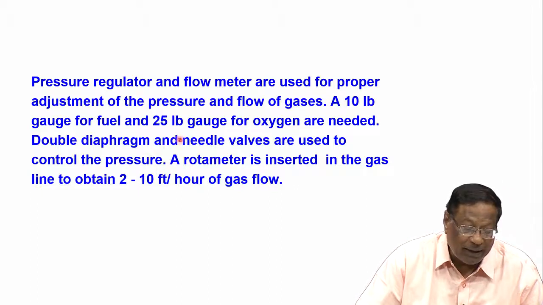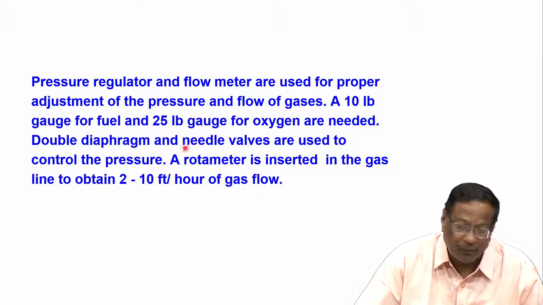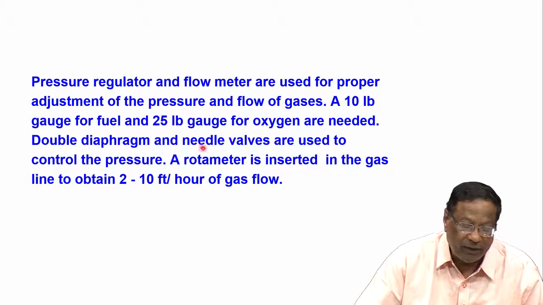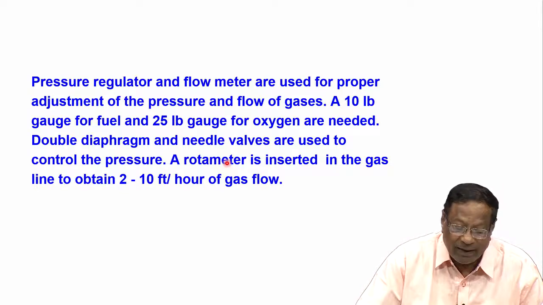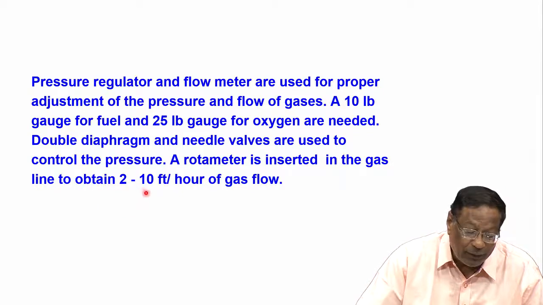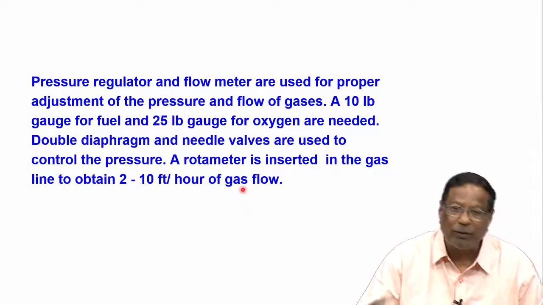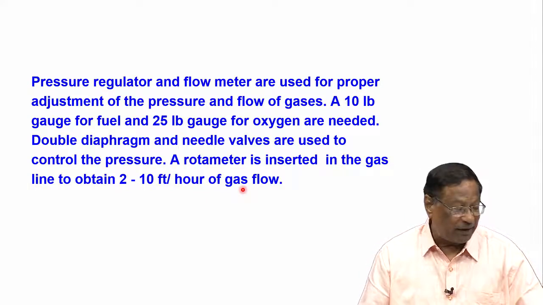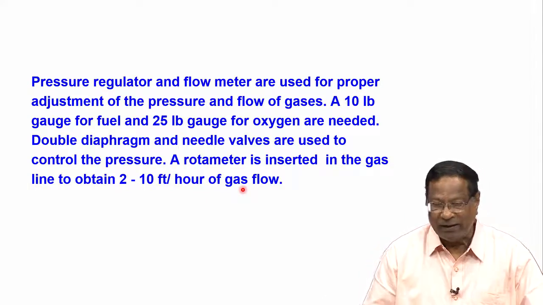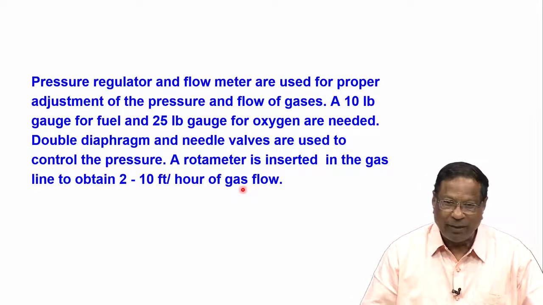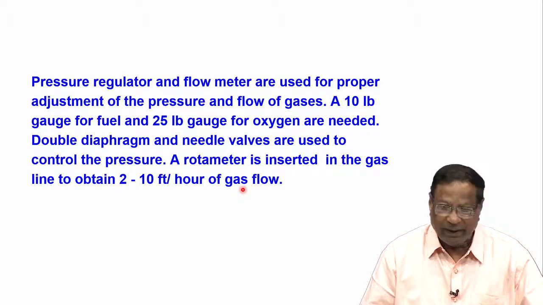These are all typical mechanical details which are fixed along with the instrument, and you do not have much to do with the diaphragm and needle valves except to adjust according to the specific instructions given along with the instrument. But what we need is definitely a rotameter that is inserted in the gas line to obtain 2 to 10 feet per hour of the gas flow. The gas flow should be about 2 to 10 feet range. That means it can be air-acetylene or it can be butane-air also.